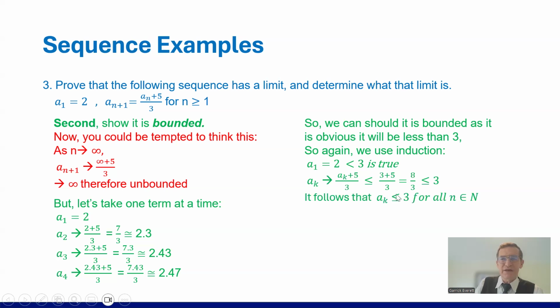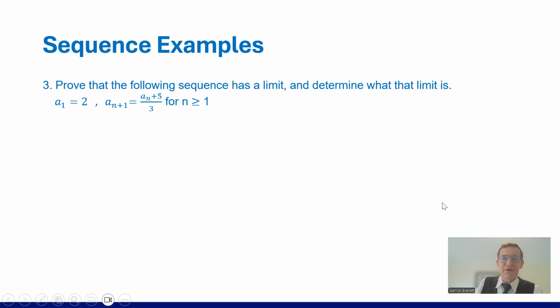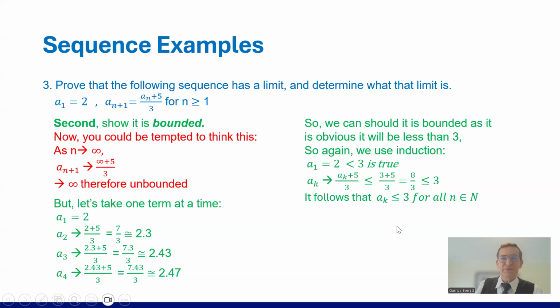So it follows that a_k will be less than 3 for all n. And so therefore, we've shown it's bounded. We've shown it's bounded by 3. It's not going to get to 3. We could have picked another number. We could have picked 4 and said, look, there's no chance this is going to get to 4. But you try and pick the number that's closest to what it's not going to reach. You can say, yeah, well, I'm going to say it's bounded by 3 because it's just not going to get there. So, yep, I've shown it's bounded. I'm not saying that's the best bound.